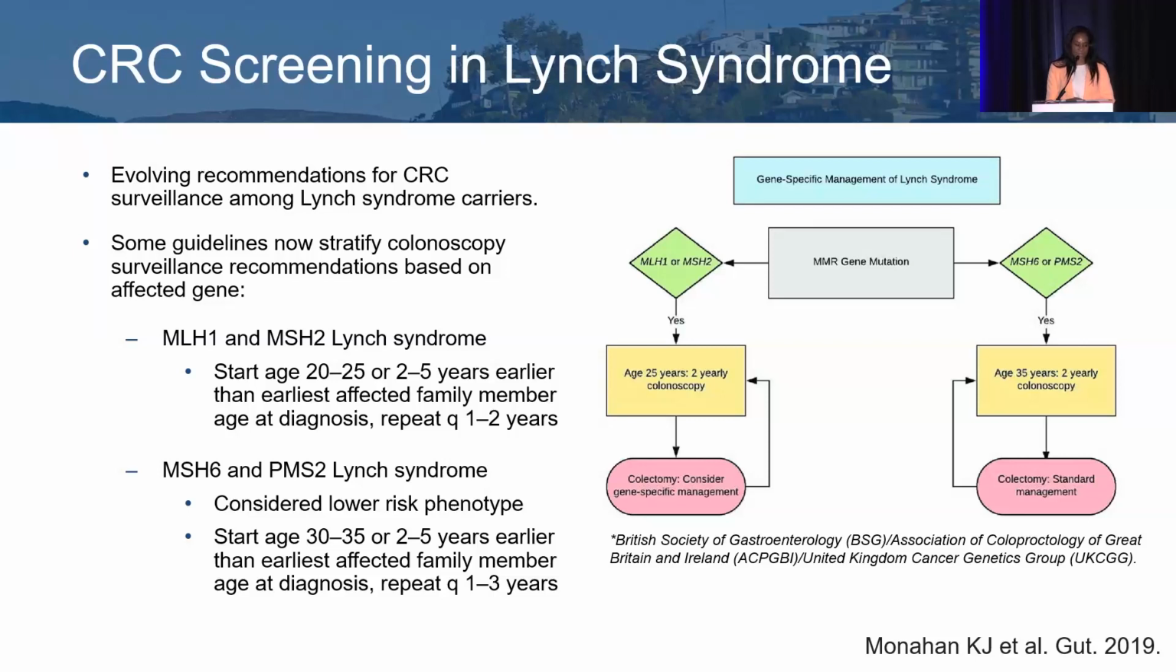But also there's been an assumption in some of these guidelines, or an understanding, that individuals who have the MSH6 or PMS2 Lynch syndrome subtypes might not need to be screened or surveilled as aggressively given the lower risk phenotype of this disease. And this is something that has actually already started to be practiced. This is an example of the British Society of Gastroenterology guidelines that actually do formally recommend this less aggressive approach.